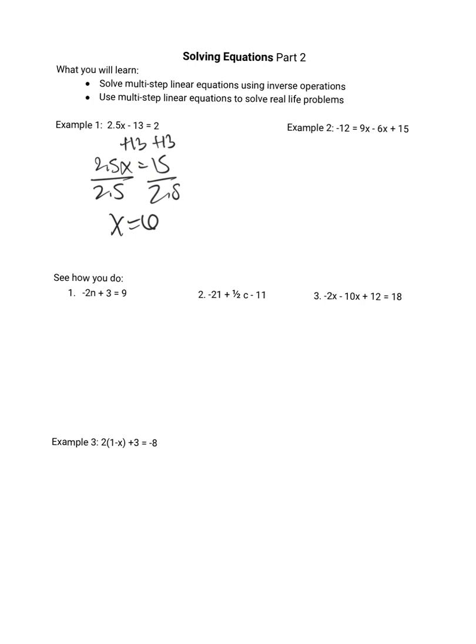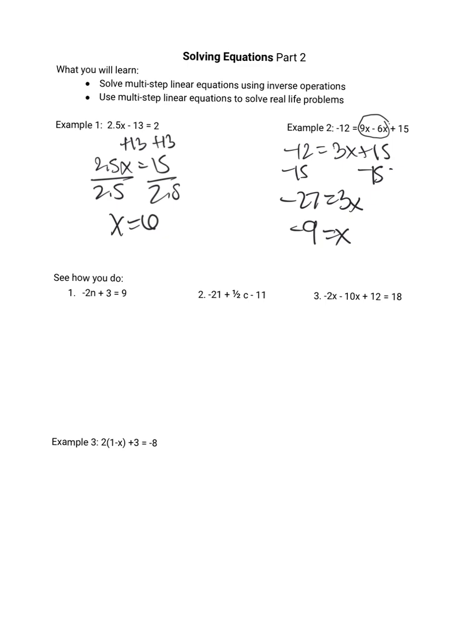Now looking at example 2, negative 12 equals 9x minus 6x plus 15. So our first step is to combine 9x and 6x. So negative 12 equals 3x plus 15. We're going to minus 15. So we've already got negative 12. We're going to minus 15 more to give us negative 27 equals 3x. And divide by 3, negative 9 equals x. So using our inverse operations, now we're going to see how you do.